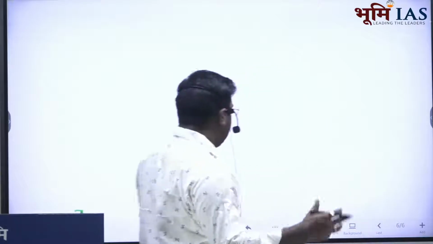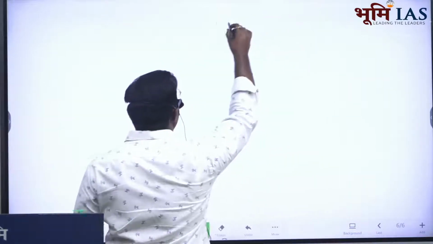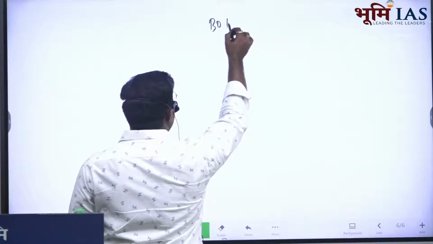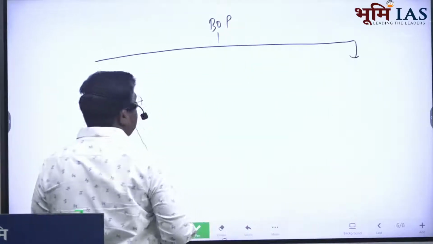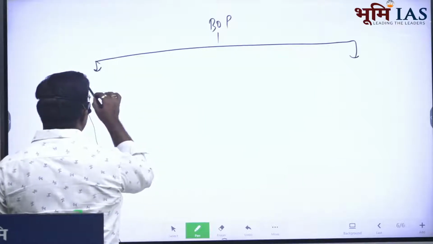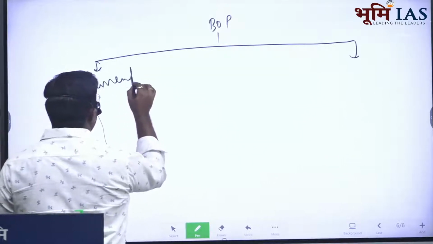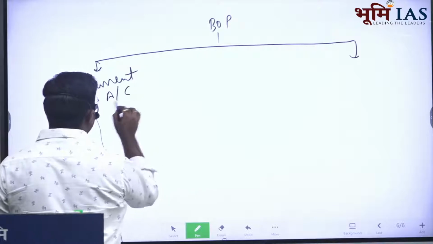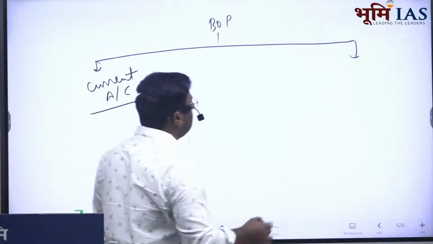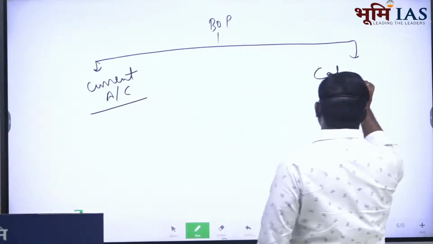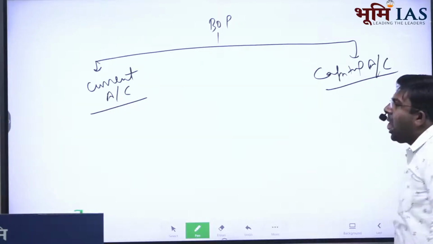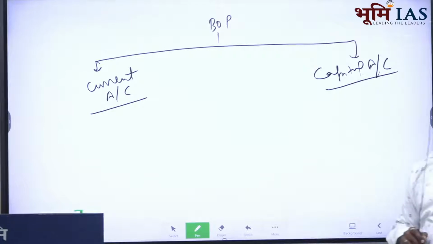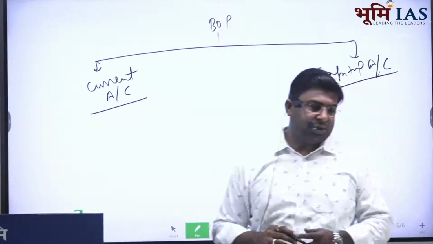First, and please write all this stuff in a diagrammatic manner. So please draw this diagram. Current account and capital account. Please drop your pen and focus on the demonstration.